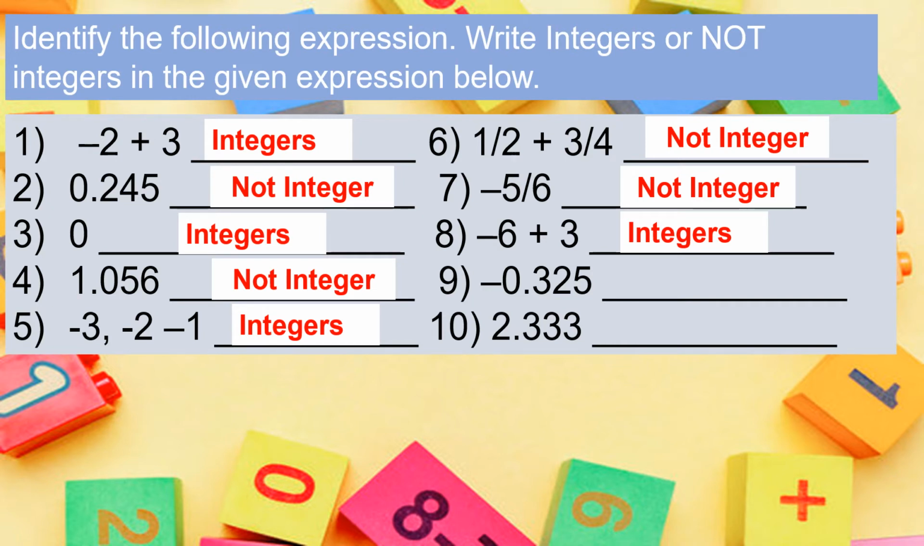Number 9, negative 0 and 325,000, not integers. And number 10, 2 and 333,000, that is not an integer. Okay. So, maliwanag naman kapag fraction and decimals, yun ay not integers. The integers is positive and negative only.